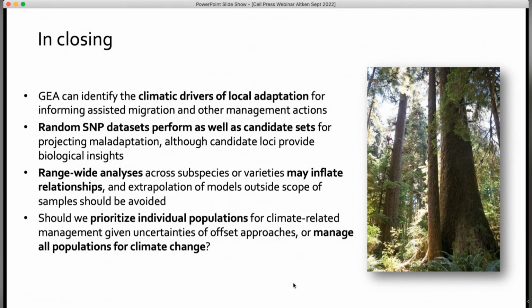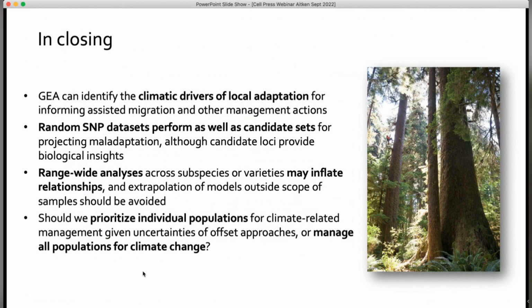So in closing, genotype environment associations can be very useful to identify the climatic drivers of local adaptation. And this can inform assisted migration and other management actions for populations and species of concern. Random SNP data sets for these analyses I've showed you perform as well as candidate sets for projecting maladaptation. But of course, candidate loci provide many biological insights that we don't get from random SNP sets, for example, from RAD-seq kinds of approaches. Range-wide analyses across subspecies or varieties may inflate relationships, so we have to be really careful about extrapolating models outside the scope of samples. In our case, we saw results that weren't well validated when we extended the model to areas that weren't typical of the common garden, and other issues with population structure.